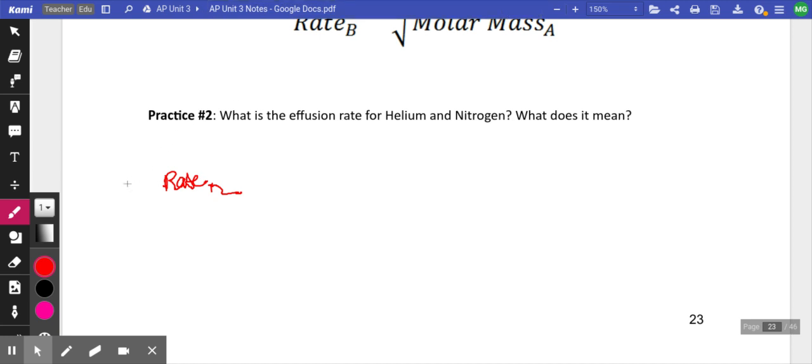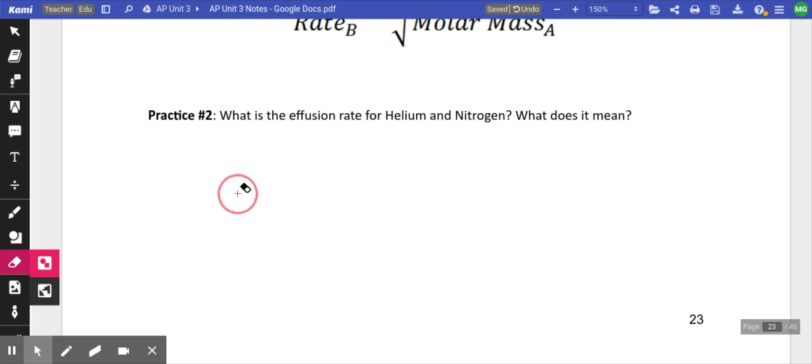Sorry, again, I don't know why it's doing that. Just erase that so it's a little bit easier to see.